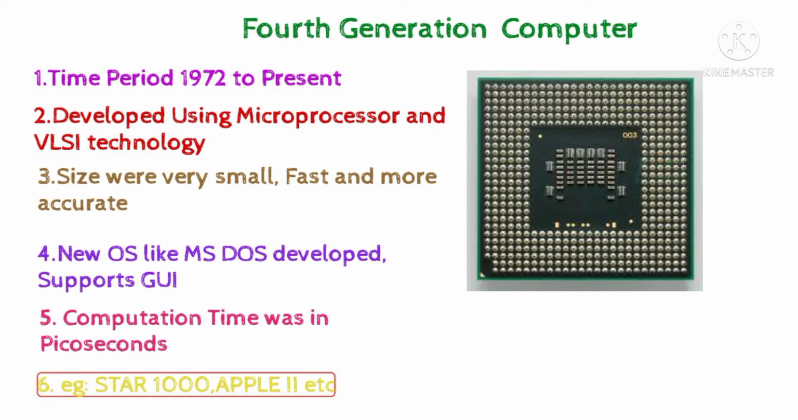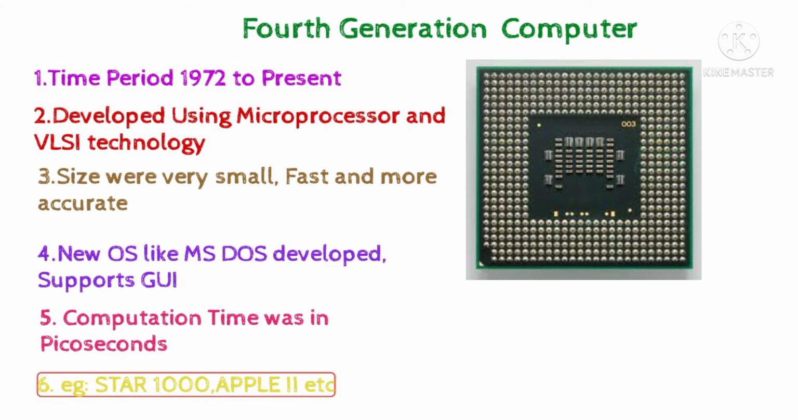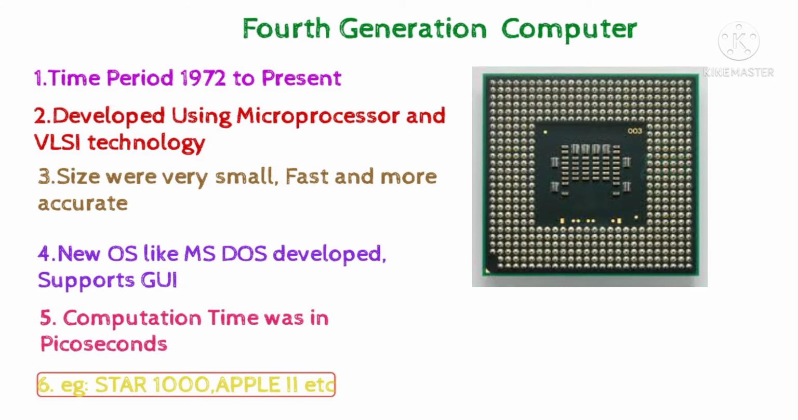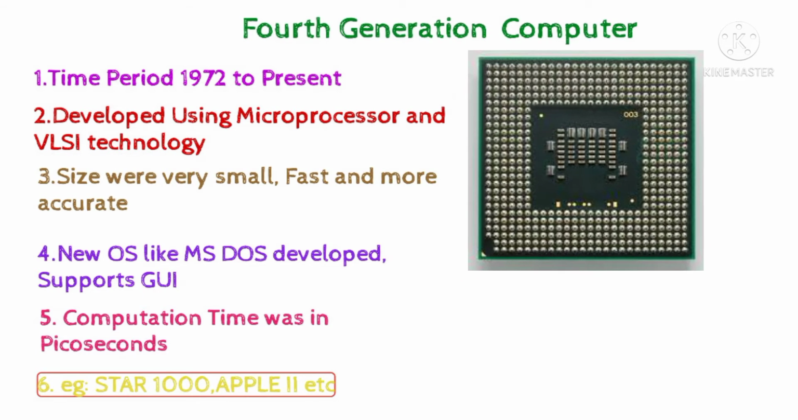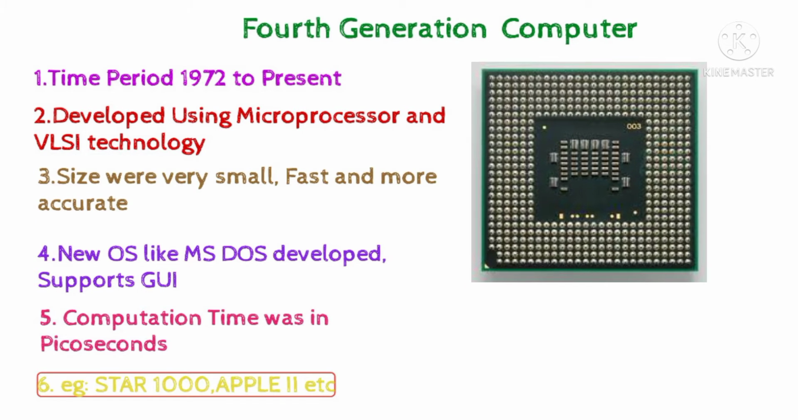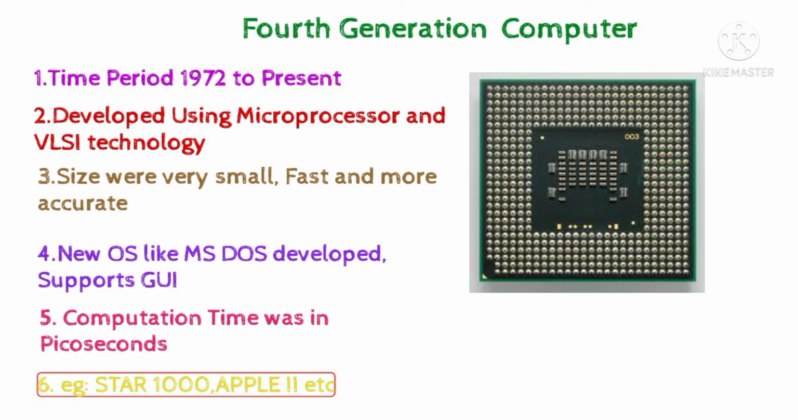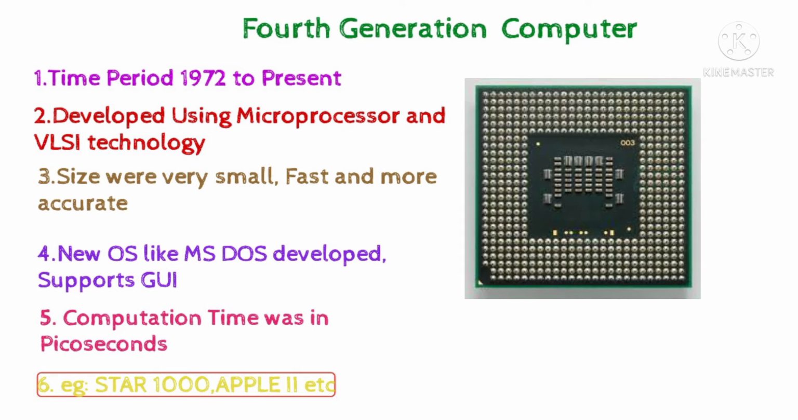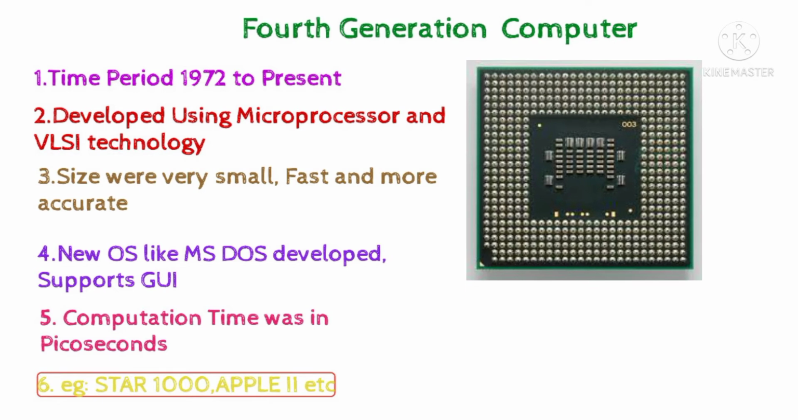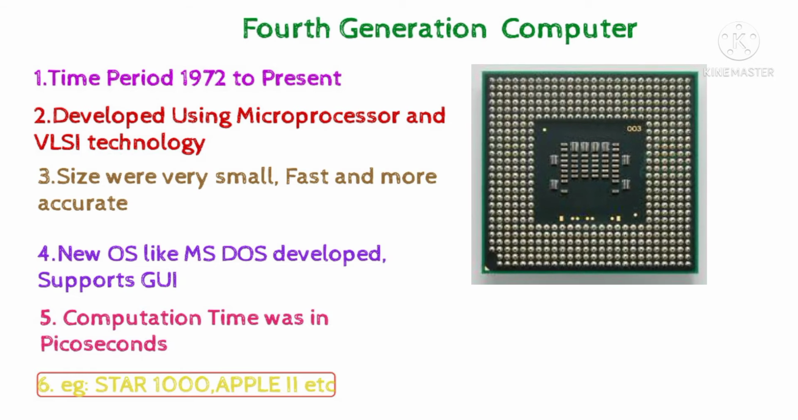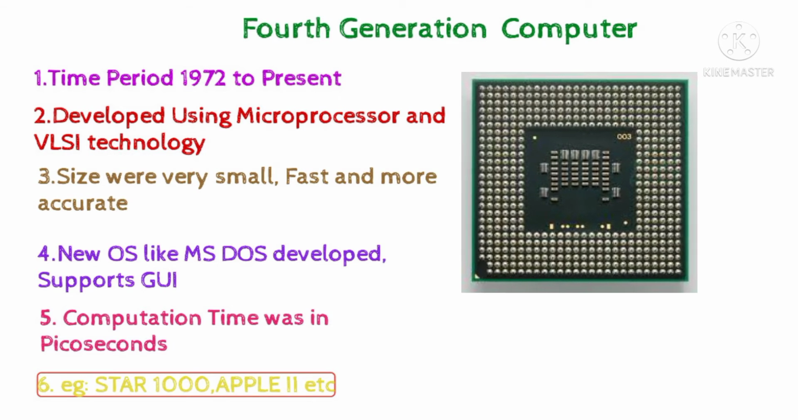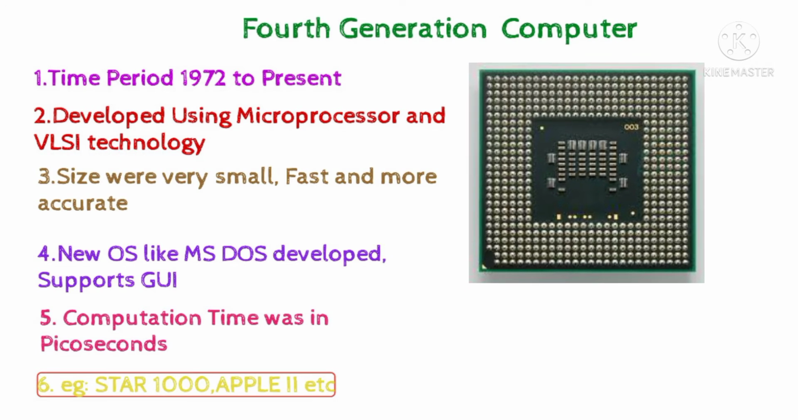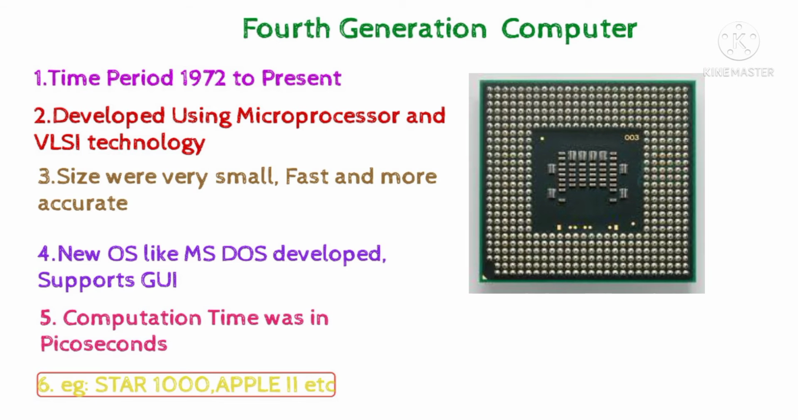The time period we can say from the 1972 to present. The core element used in fourth generation computers were microprocessor, and it uses VLSI technology, very large scale integration technology. Because of the VLSI technology, the size were very small compared with the third generation computer, and also it is very fast and more accurate. And it uses new operating systems like MS-DOS, which can support graphical user interfaces, etc. While talking about the computation time, it was in picoseconds. The examples we can say star 1000, Apple II, etc.